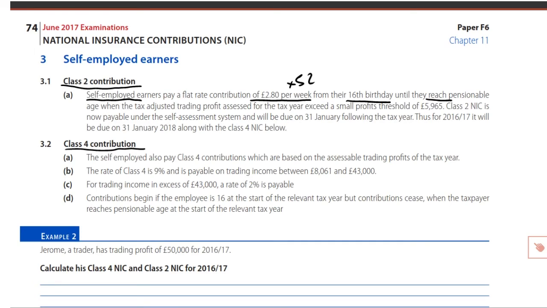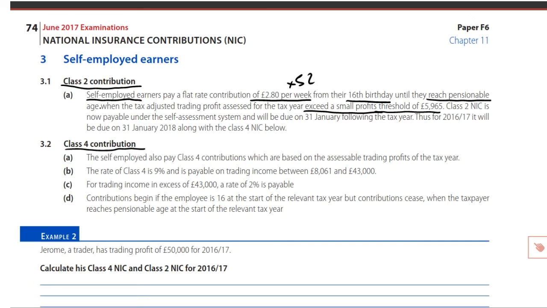And it goes up until they reach pensionable age, when the tax-adjusted trading profit assessed for the tax year exceeds the small profits rate, that threshold of £5,965. That's when it becomes payable. If the individual has a tax-adjusted trading profit less than that, then there would be nothing to pay. So it only kicks in when you go over that limit.